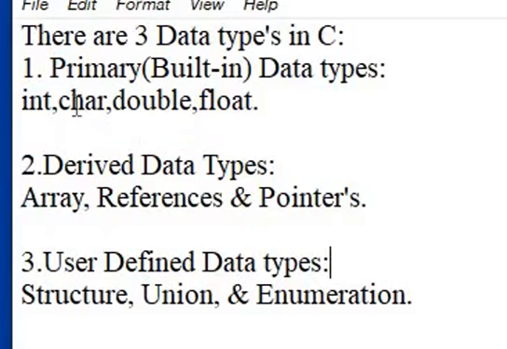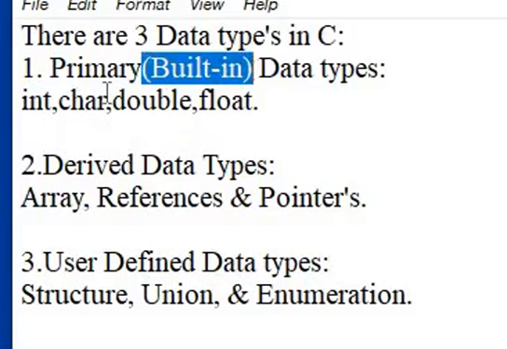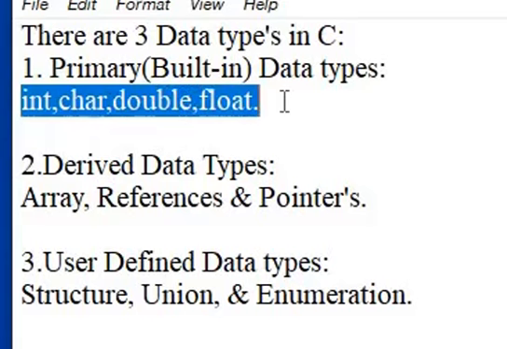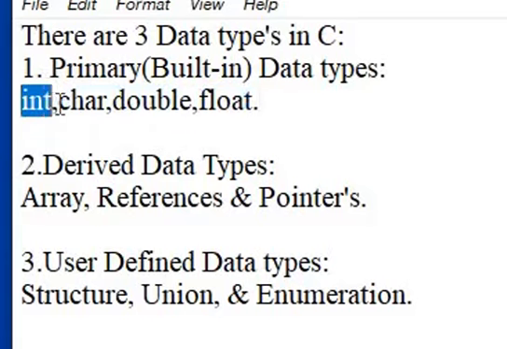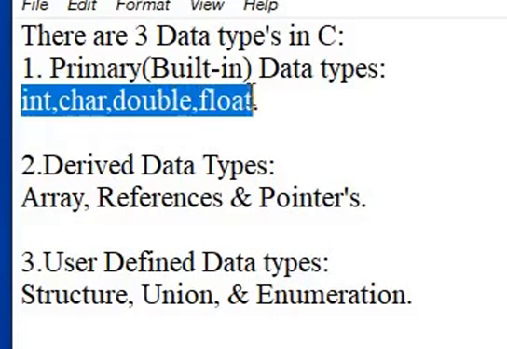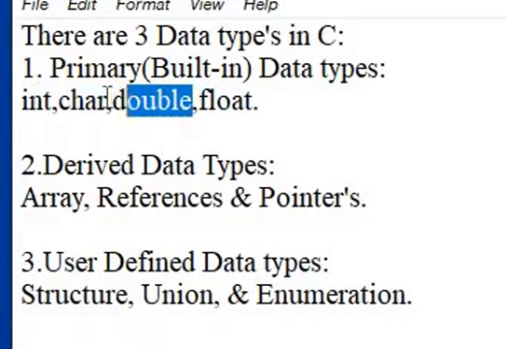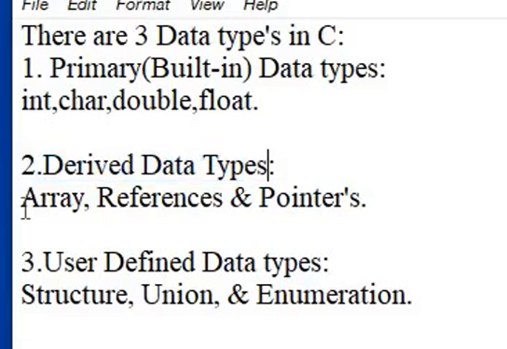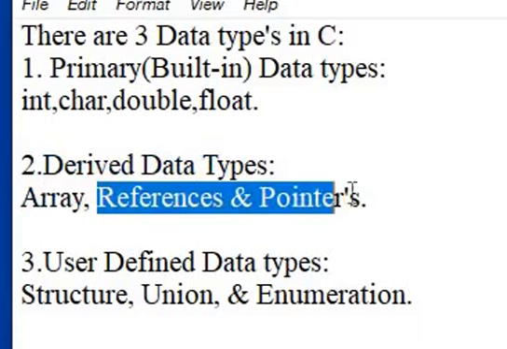What comes under the primary data type, which is known as built-in data type as well, are integer, char, double, float. So we have finished integer. We have known what integer is and how to take input. We have done char, float, and double will be on the next video. After that we will learn about derived data types. Under the derived data types we'll learn about array, references, and pointers.